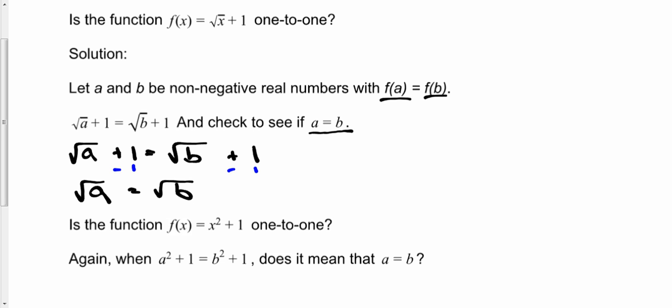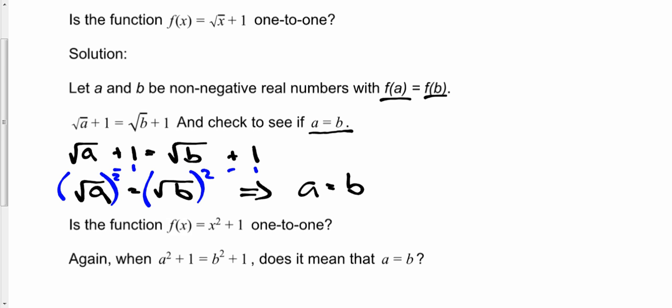What do I do now? Square them both. So now, I square them both. And then what do I get? A equals b. Winner, winner, chicken dinner.